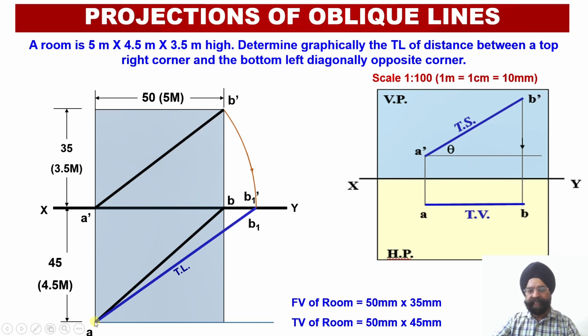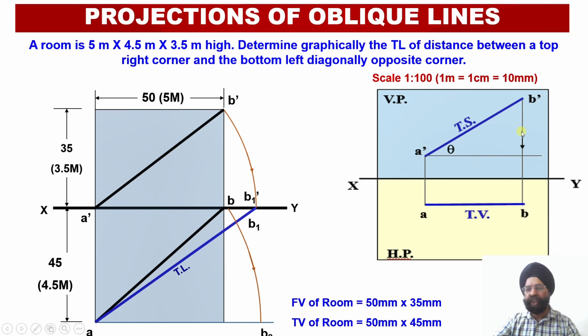Now with A as the center, AB as the radius, I have to rotate this apparent length in plan, that is AB, and make it parallel to the vertical plane. Since this is the second rotation, the name of the point which we have obtained over here will be B2. So B2 is the name of the point which we have obtained after the rotation of this apparent length black line over here.